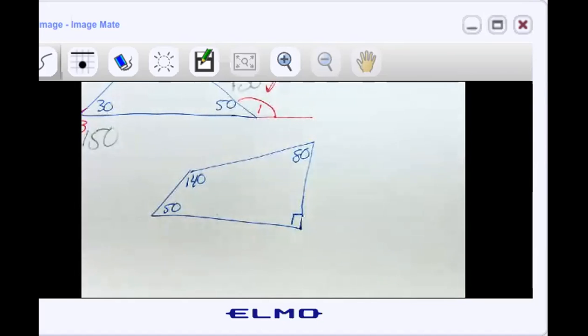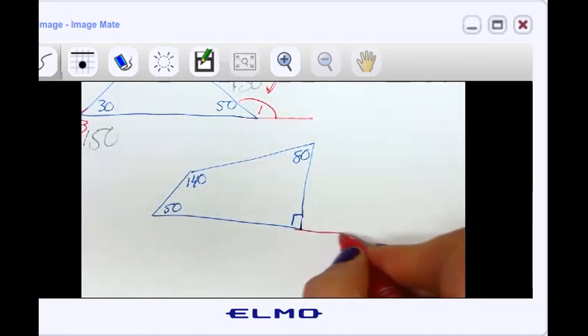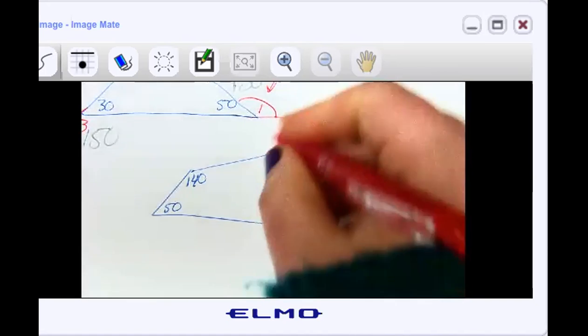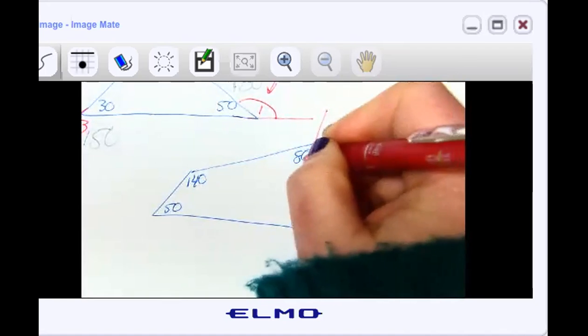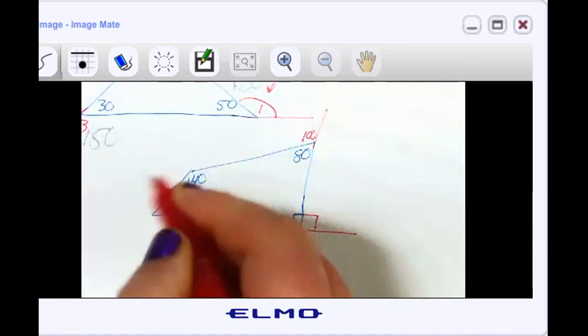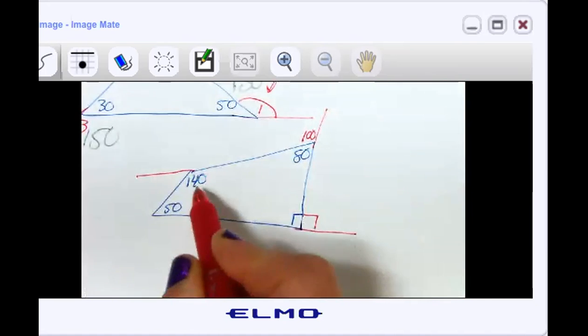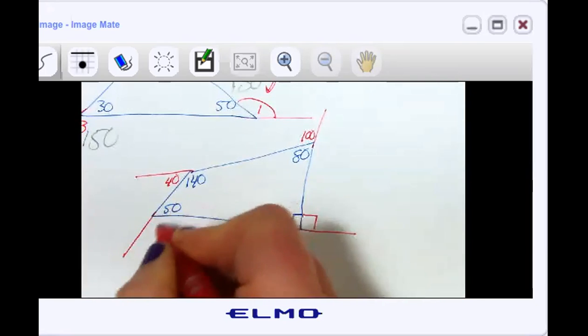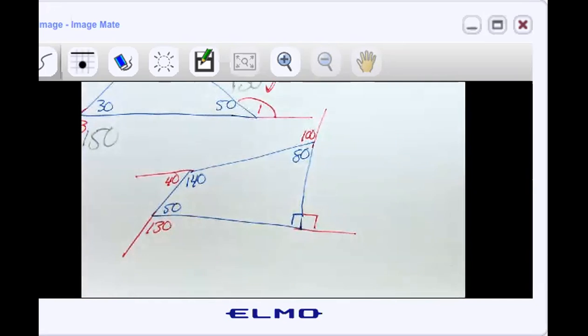Now if I play the same game and draw an exterior angle at each vertex, let's see what I get. This one would just go straight out. That one would be another 90-degree angle, because if that one's 90, that one's 90. This one, if that's 80, this would be 100. Straight out, if that one's 140, this would be 40. And then straight out, if that's 50, that's 130.